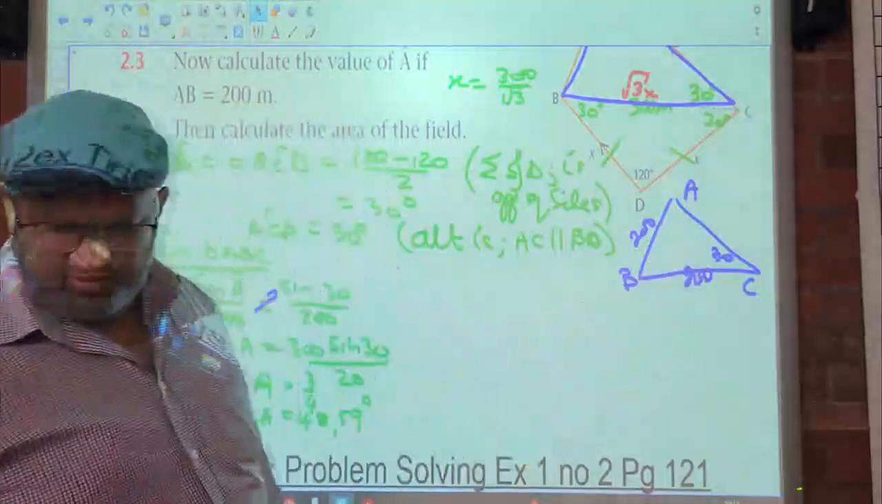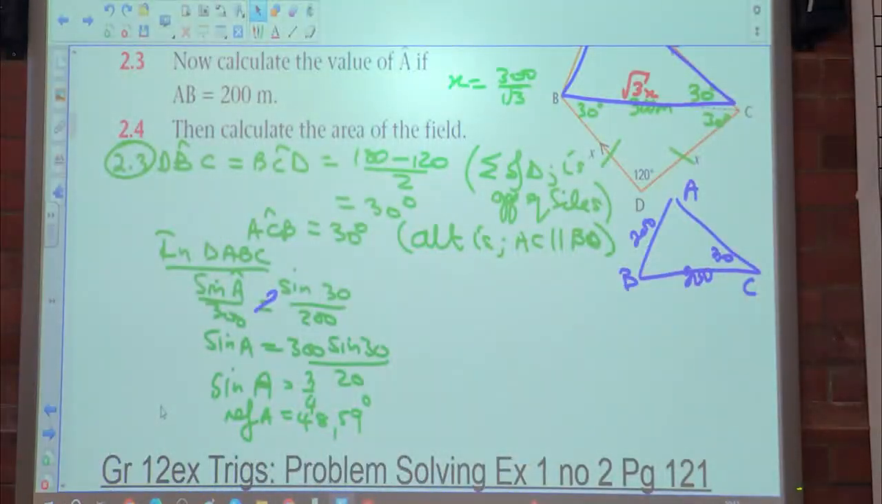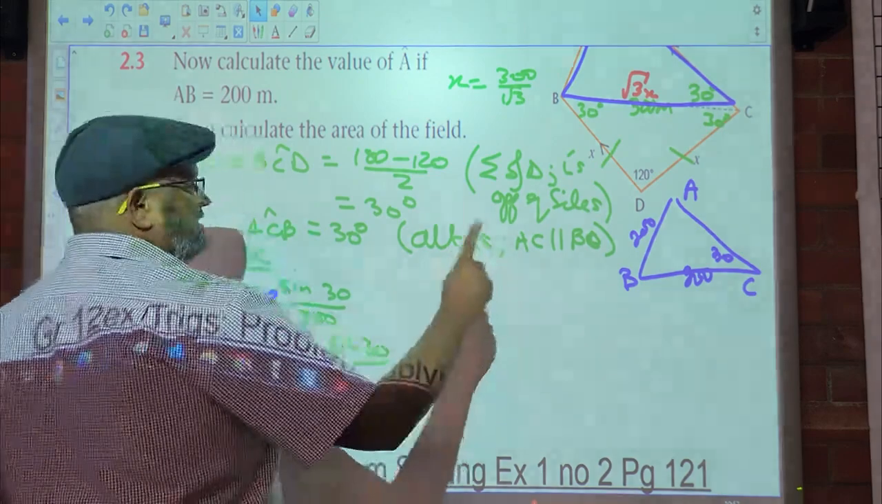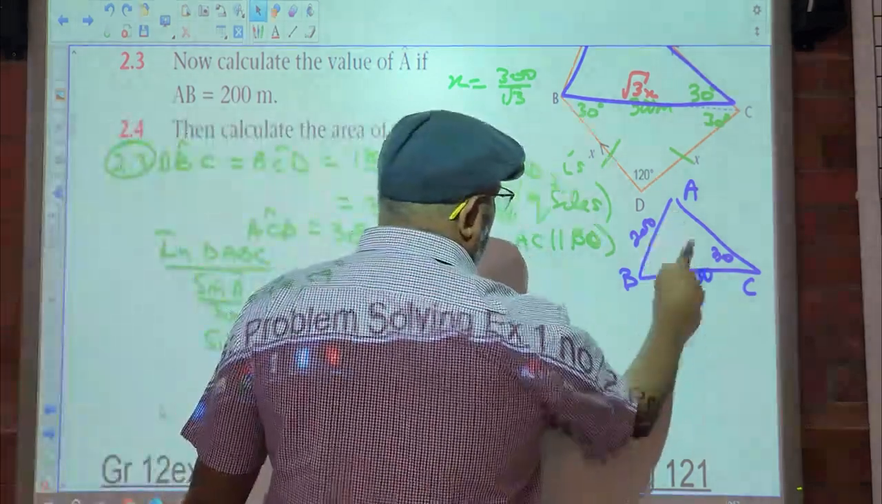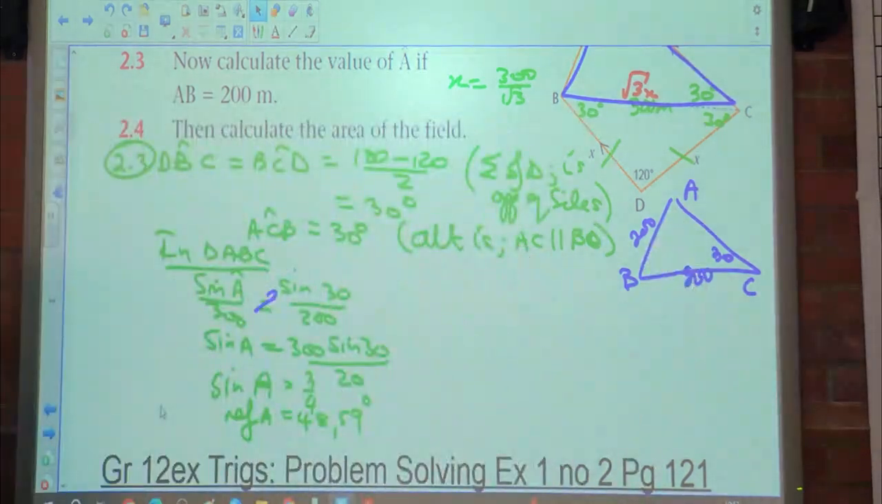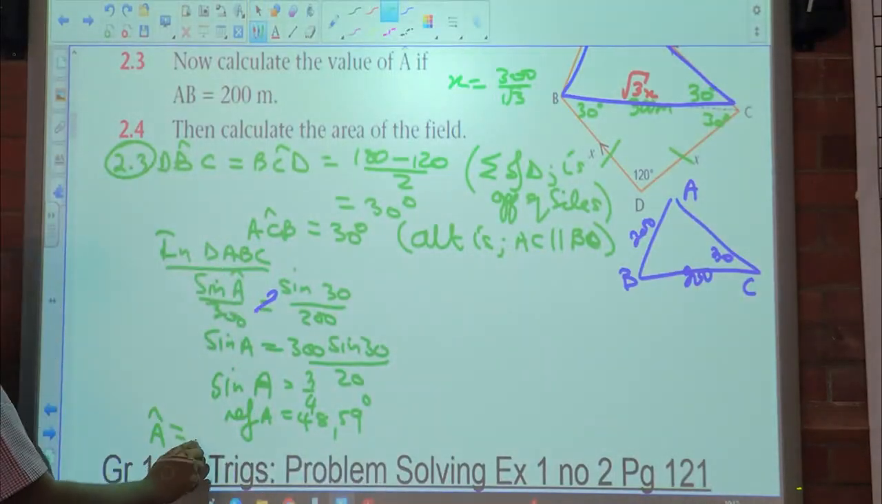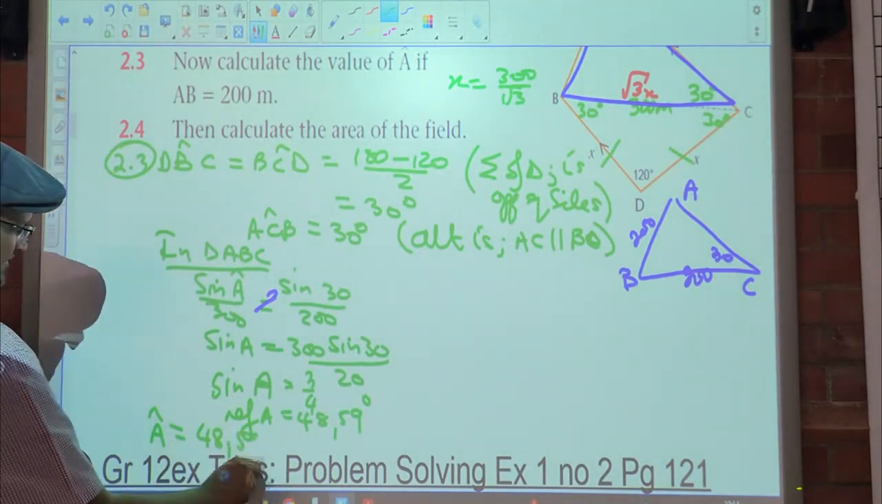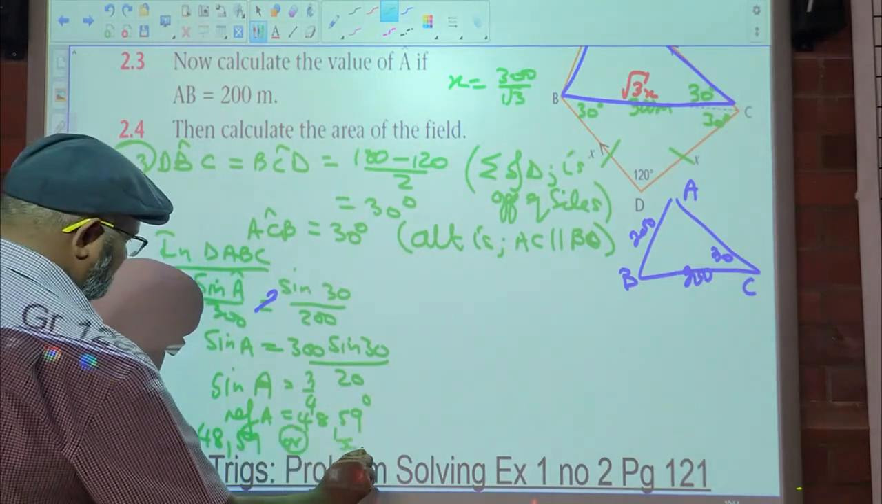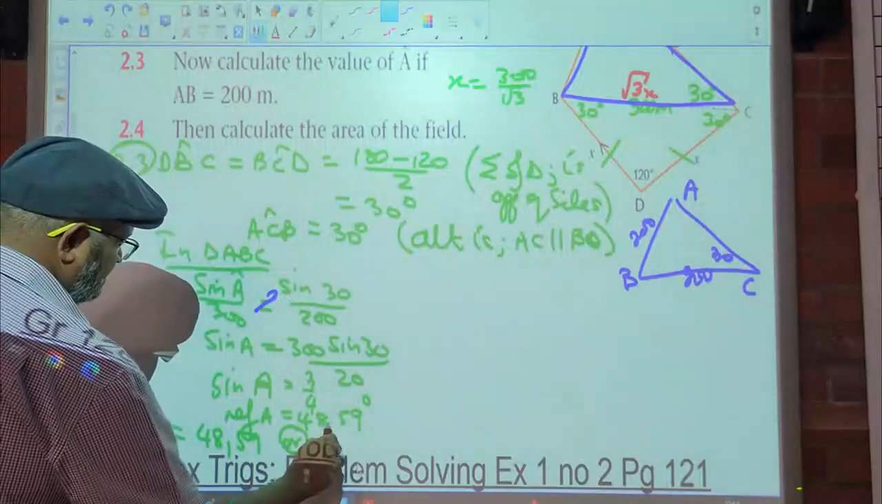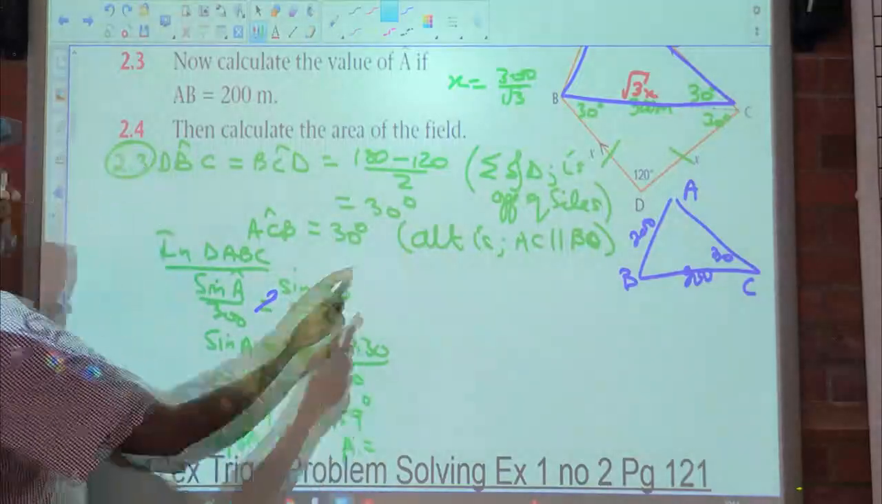Okay, let's check the textbook. You should have had two solutions there. Does it only have one? Sorry? They used both. Okay. As I said, how do we know it's that? Because it's the unknown angle opposite the longest length. Okay, so angle A is going to be 48,59, or A is equal to 180 minus that angle.